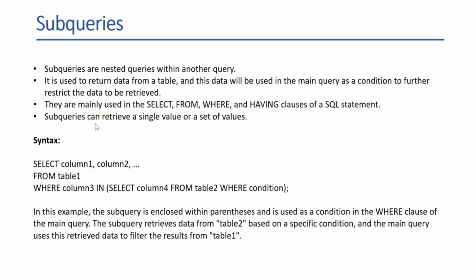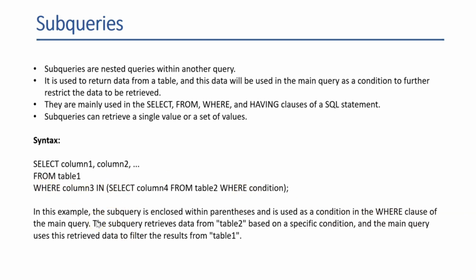So subqueries can retrieve a single value or a set of values. So we'll see a bunch of examples for the subqueries. This is the syntax. If we use this with the where clause, then you can use either the IN operator, EXISTS, or maybe equals to. So this is your inner query, it is as good as any other query, but the result, whatever it returns, will be used for the outer query, or the main or parent query. In this example, the subquery is enclosed within parentheses, and it is used as a condition in the where clause, where we get the value from this, right?